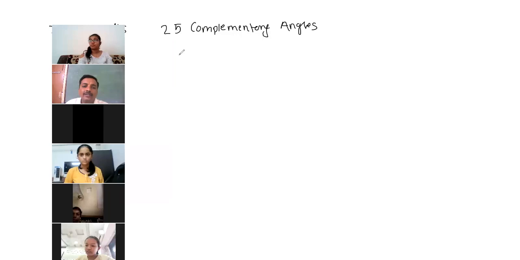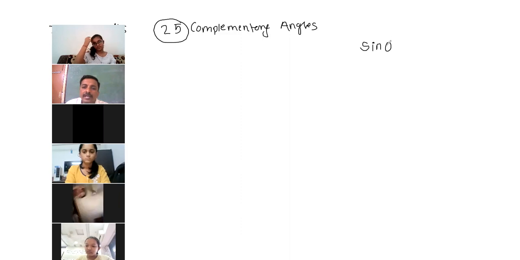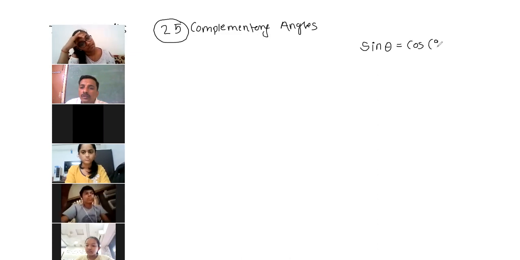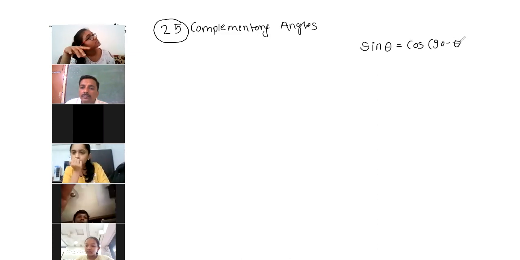So two angles whose sum is 90, that one is known as complementary. So now we have to use this in trigo. So there are some formulas. First, sin theta, where theta means any acute angle, is equal to cos 90 minus theta. Both are equal.